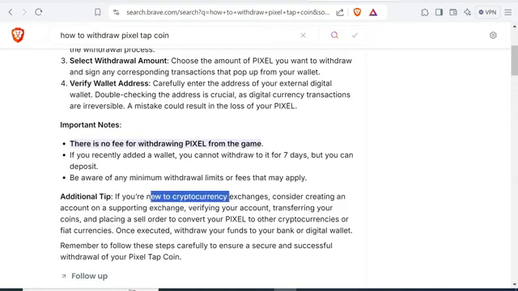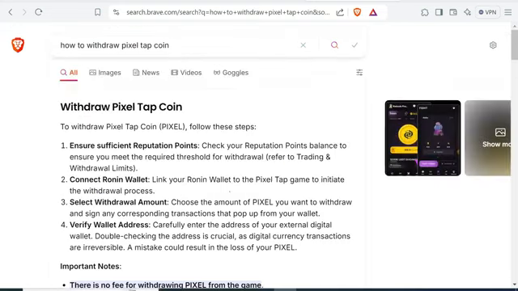If you're new to cryptocurrency exchanges, consider creating an account on a supporting exchange, verifying your account, transferring your coins, and placing a sell order to convert your pixel to other cryptocurrencies or fiat currencies. Once executed, withdraw your funds to your bank or digital wallet. And yeah, that is it.